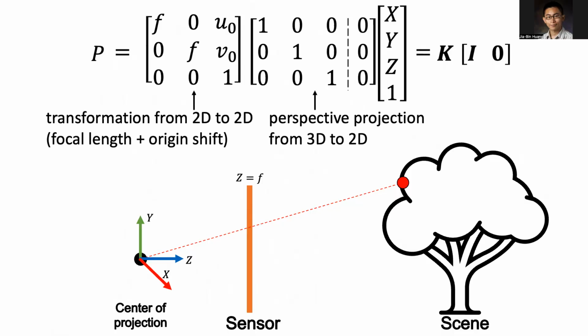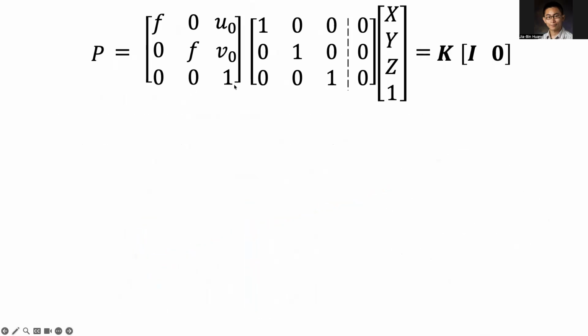And there's a transformation from 2D to 2D, from the 2D image, and it has some scaling caused by the focal length, and there's some origin shift here. So you have this K, image to pixel, and so basically you have camera to image and then image to pixel.